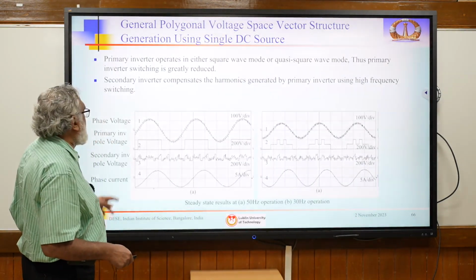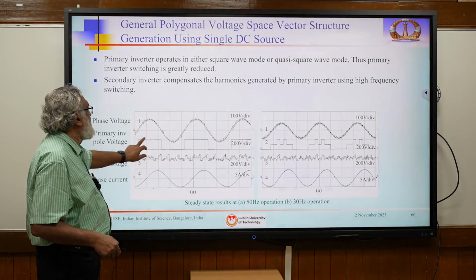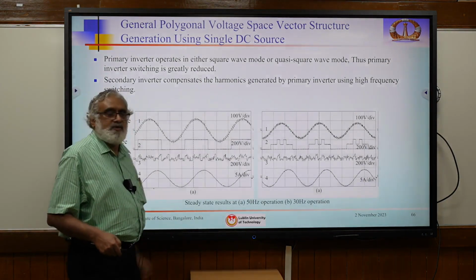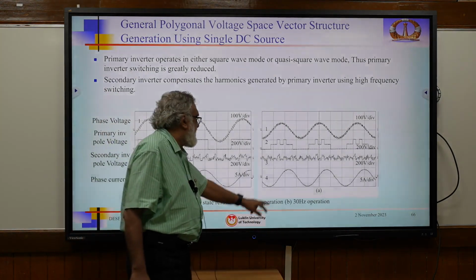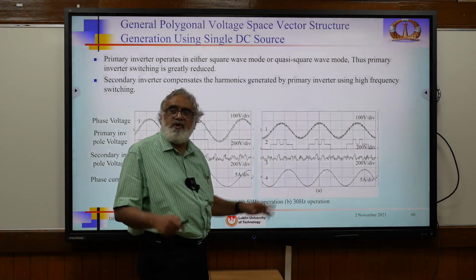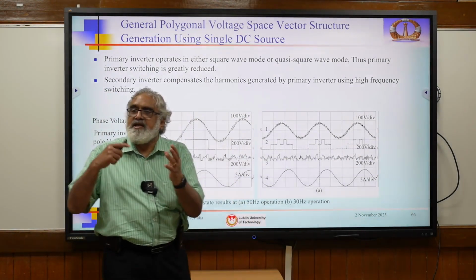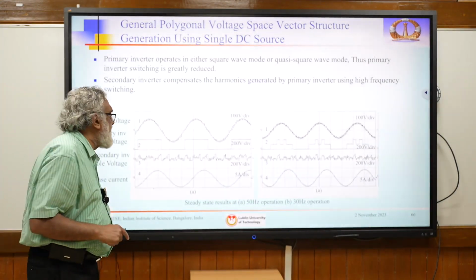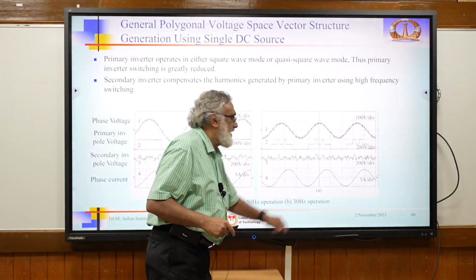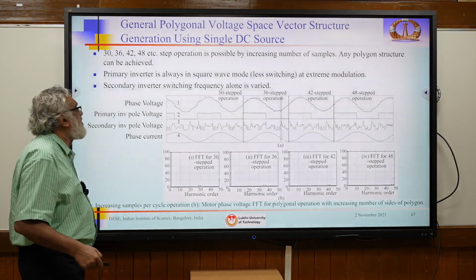And if you see here, this is the main inverter. Main inverter is going to the square wave mode operation. See, this is the output waveform, this is the current. And then 30 hertz operation. See, it is going to the quasi square wave mode operation. That is, it is switching between the vertices of adjacent hexagons every second. So you get a nearly sinusoidal voltage. So throughout the modulation, it is possible.